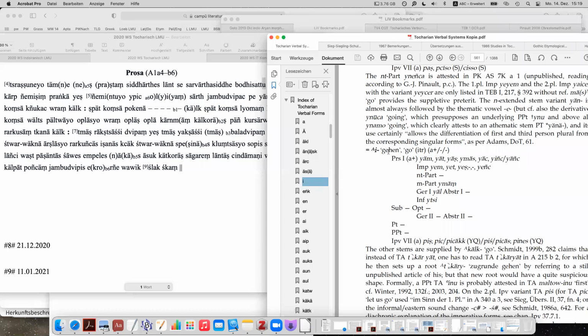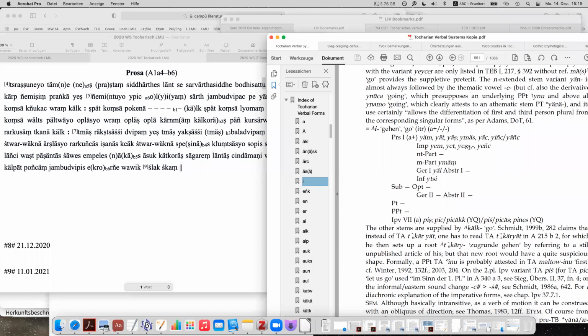You have it like in Latin and also in Greek, right? And then the present is called yum, yet, yesh, but the imperfect is called yem, yet, yesh. Yeah, this is the case. And then take a look.